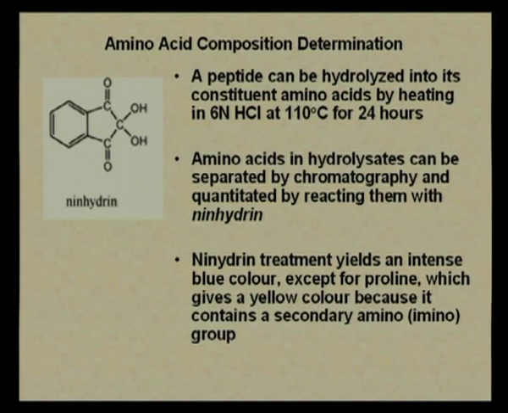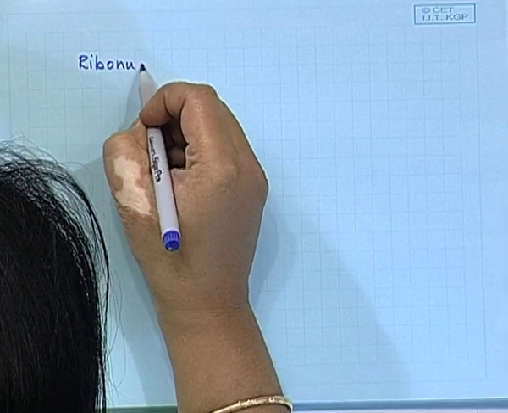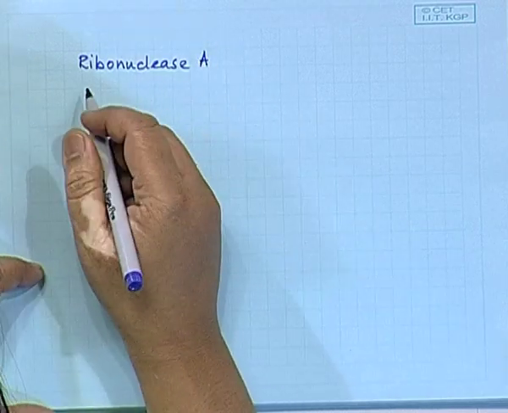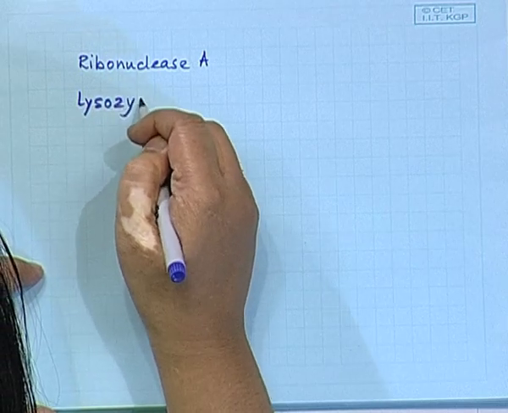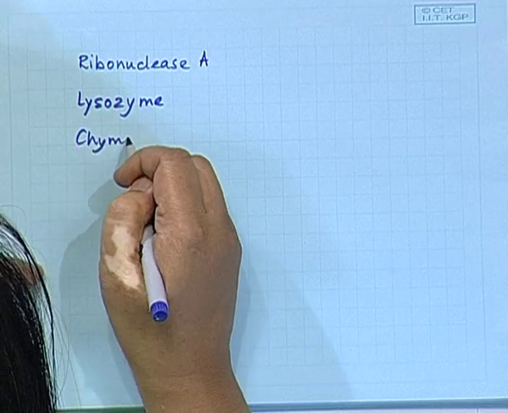What else can we do now? Okay. So, we studied the different enzymatic mechanisms. What we studied was ribonuclease A, we studied lysozyme, and we studied chymotrypsin.